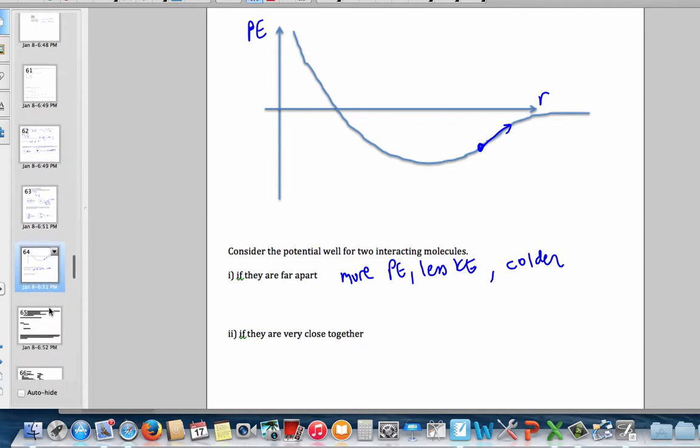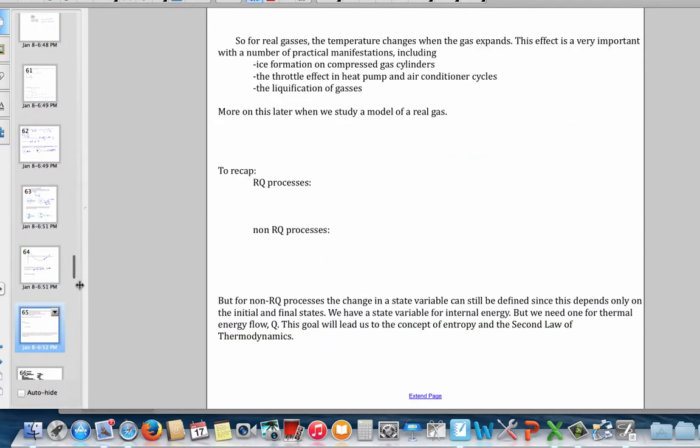Now, you may have noticed some pictures there that I haven't filled in, and we'll go back to those in a sec. So for real gases, the temperature changes when the gas expands. And that's just because the particles attract each other a little bit, so you actually lose kinetic energy as they get further apart.